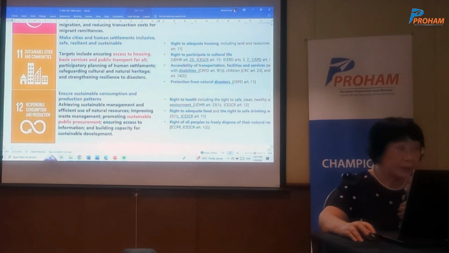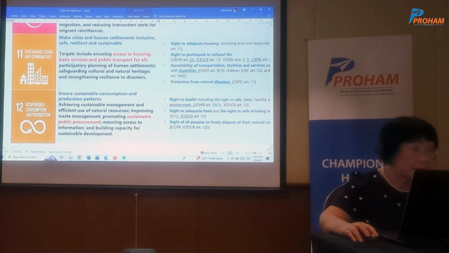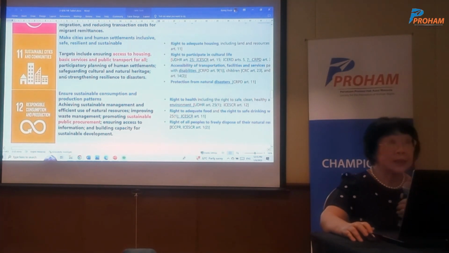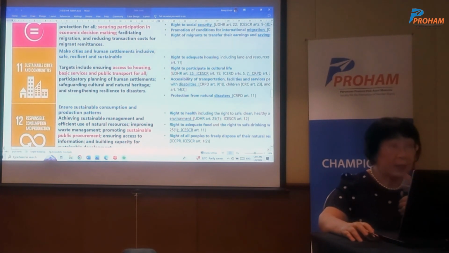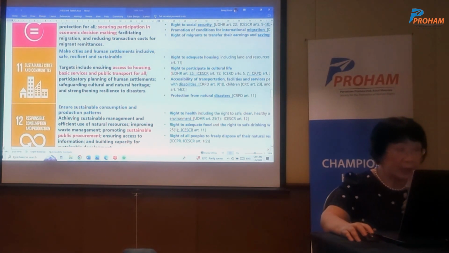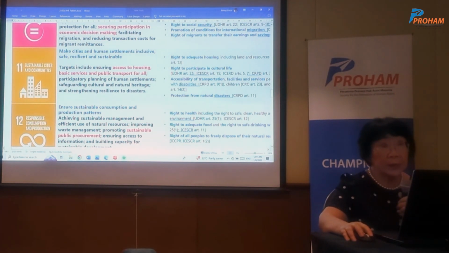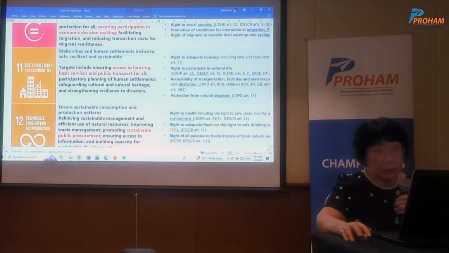And SDG 11, to make sustainable cities and communities, is to ensure access to housing, basic services, and public transport for all, participatory planning of human settlements, safeguarding cultural and natural heritage, and strengthening resilience to disasters. So all these SDGs, as you can see, are related to so many human rights conventions and declarations and so many other UN recommendations.